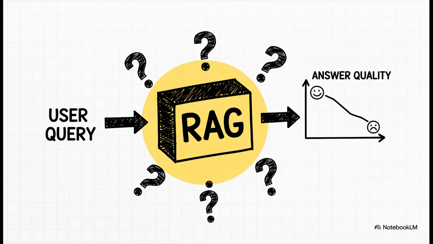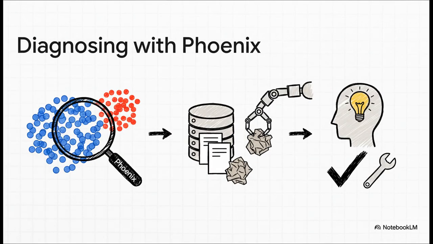Imagine you have a RAG system, a retrieval augmented generation system running in production, and its quality is starting to tank. Your users are complaining that the answers just aren't as sharp as they used to be. Where do you even begin to look? This is exactly where Phoenix just shines.